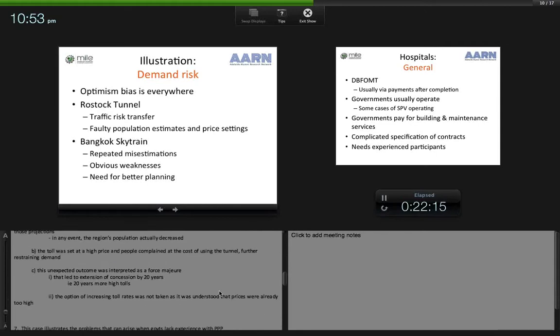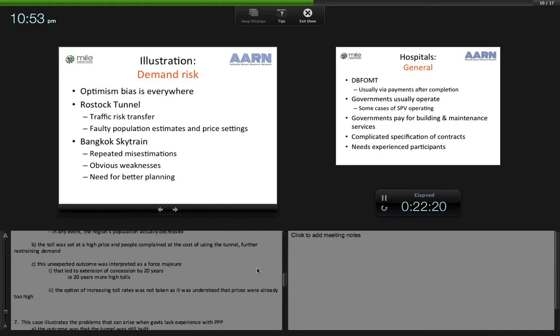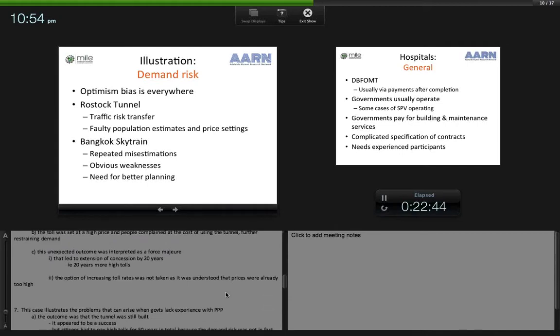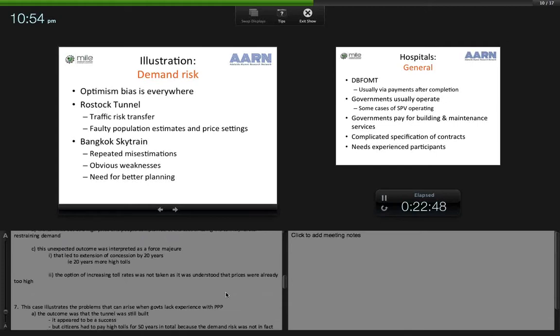Now, these were unexpected outcomes. It was expected that demand would be higher, and that they were so unexpected meant they were interpreted as the result of a force majeure. And that led to the legal remedies I spoke of. In the first instance, the concession was extended by 20 years. In other words, 20 more years of high tolls. I will say the option of increasing tolls was not taken. It was understood that prices were already too high, so that option was ruled out.